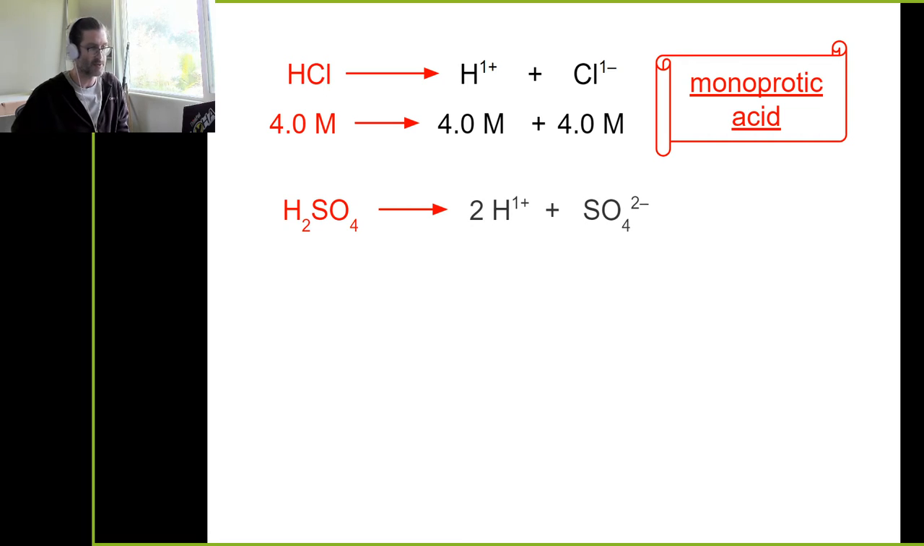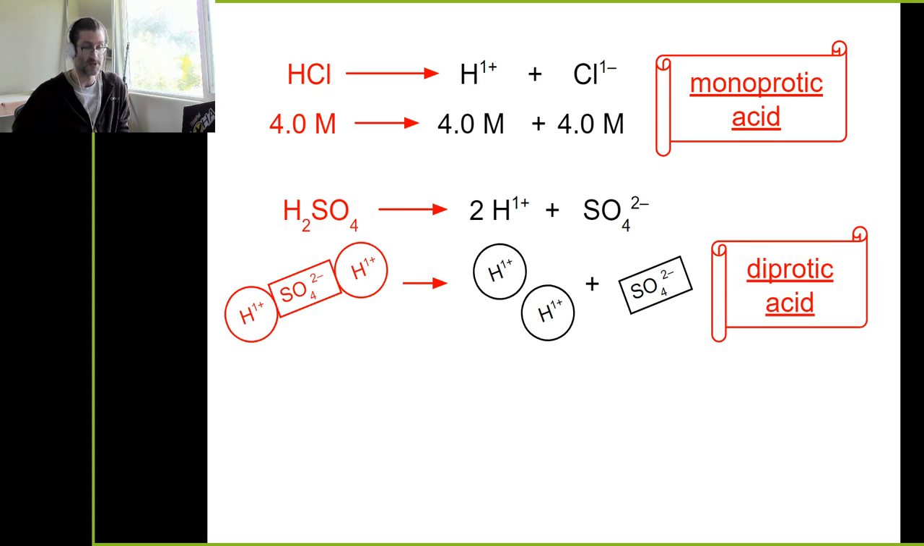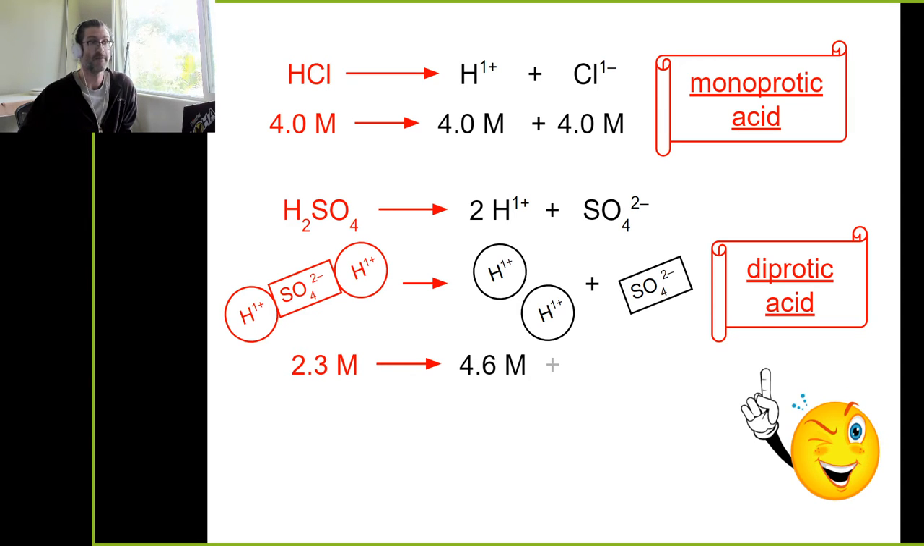Sulfuric acid, on the other hand, we get two protons and sulfate. There are two protons, or two H plus, stuck to that sulfate. It dissociates, we get two protons and the sulfate. So since there are two protons, we call it a diprotic acid. And if we have 2.3 molar sulfuric acid, once that dissociates, we get 4.6 moles per liter of H+, but then still only 2.3 moles per liter of SO4 2-.